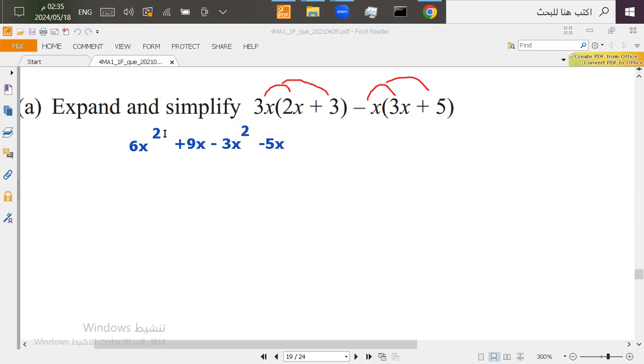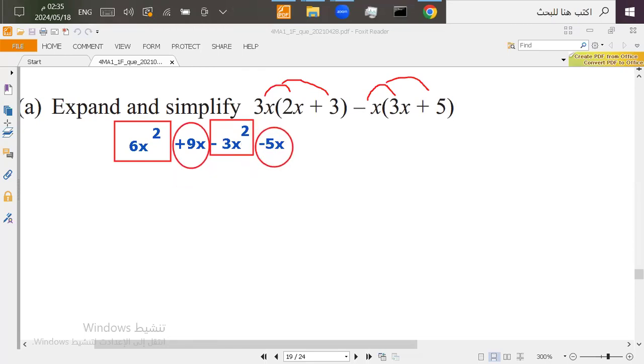Now we have expanded everything. Now we're going to simplify. Simplifying means what? Means look at the like terms. The like terms, we have this and this. We're going to work them out together. And then we have another like term, which is the x's without powers, like this. We're going to work them out together.